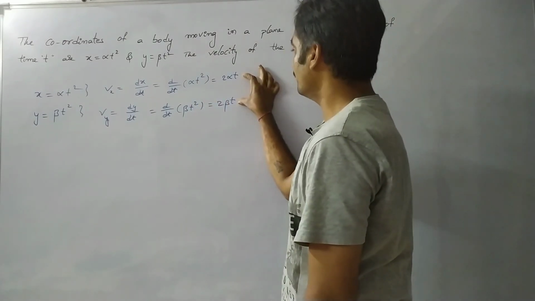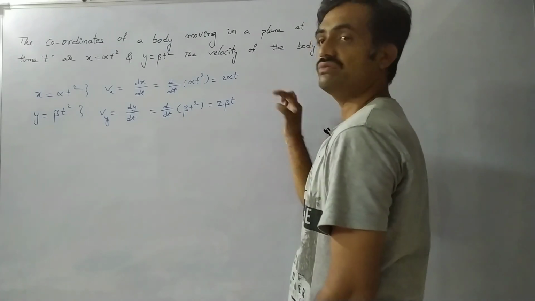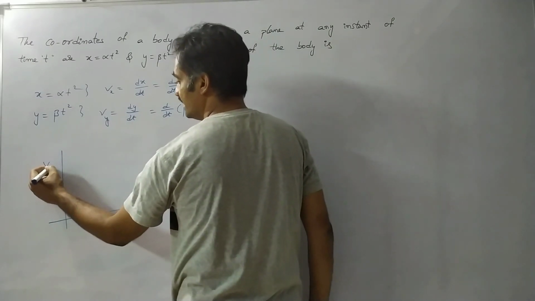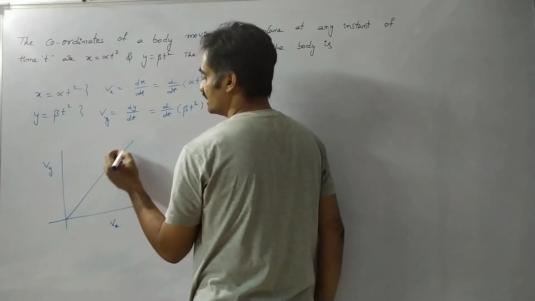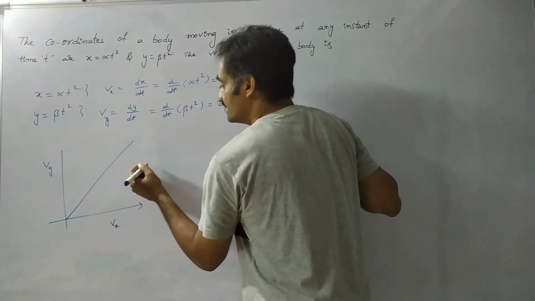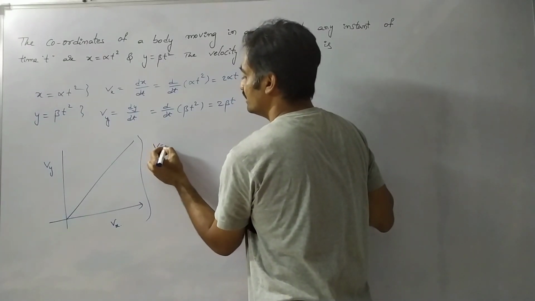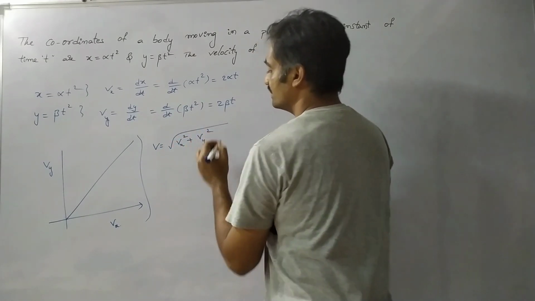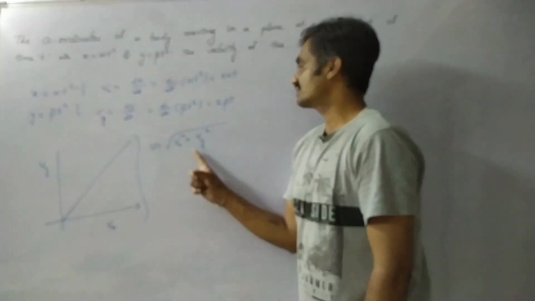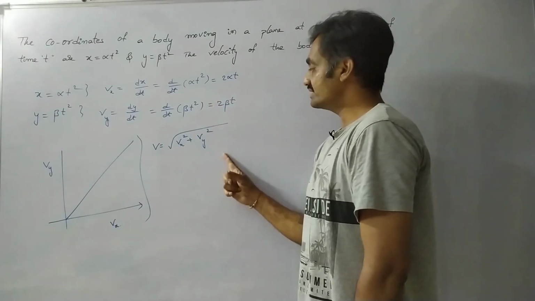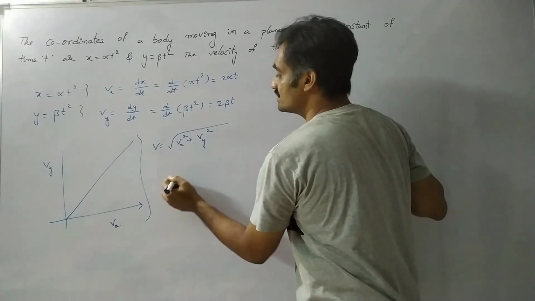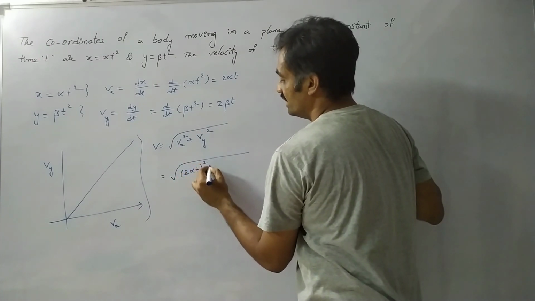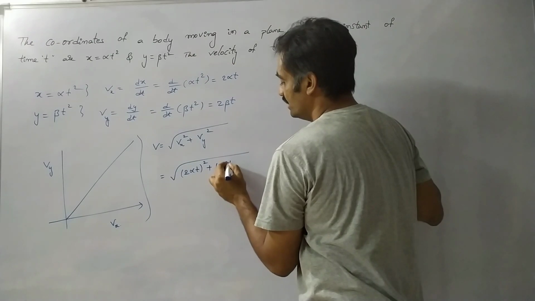Now observe these two equations. Now we have to find the resultant velocity based on these two velocities. Observe that velocity has been represented along the x-axis and along the y-axis. Then the resultant is represented by this slope. Then the resultant in this case is given as v equals under root of vx square plus vy square, where vx equals 2 alpha t and vy equals 2 beta t. If I substitute these two values in this equation, then here we have 2 alpha t whole square plus 2 beta t whole square.